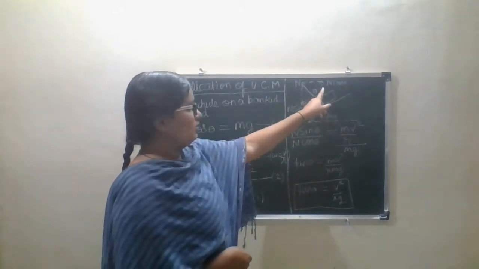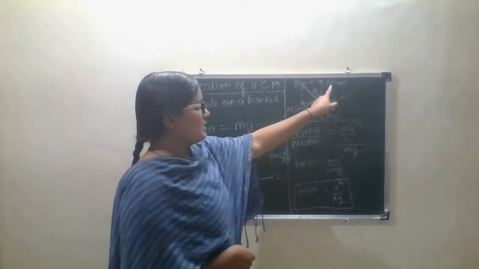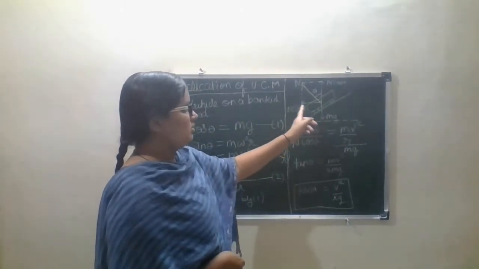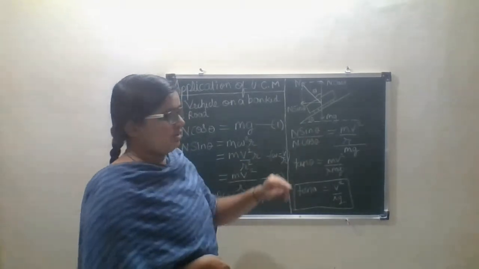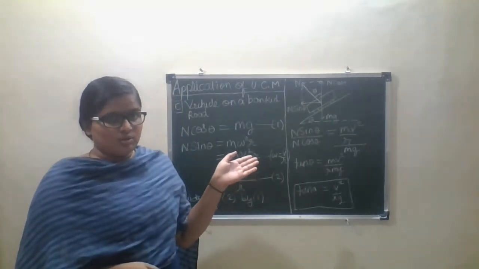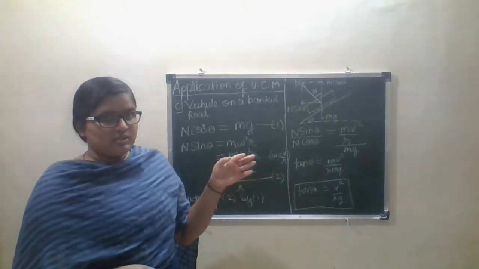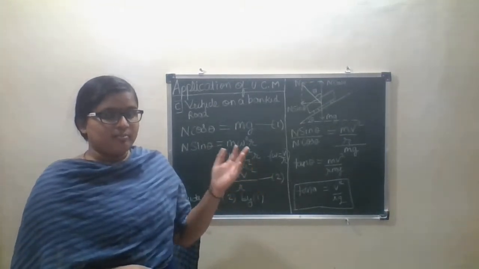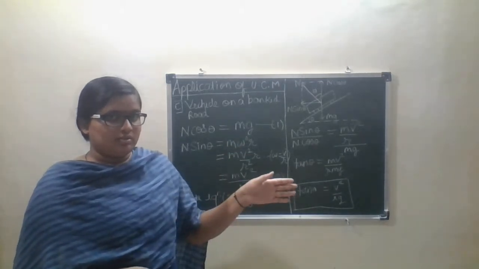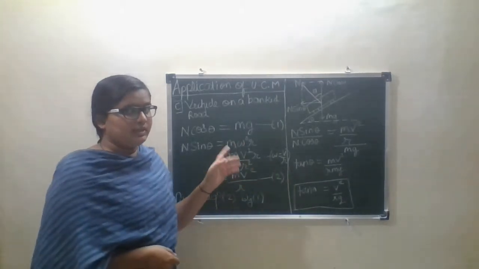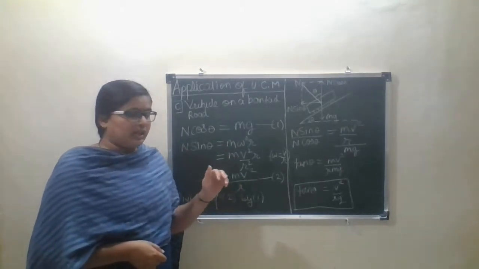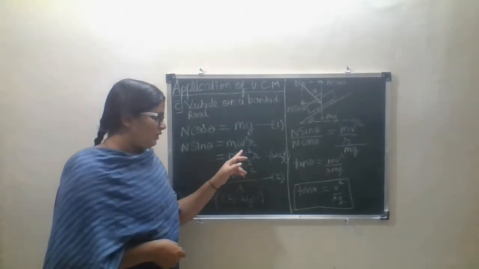So this was N resolved as N cos theta, this component, and this term will be horizontal. This horizontal term is N sin theta. So N sin theta, which is acting on the vehicle and is directed inwards, balances the centrifugal force, which is directed outwards. So we can write N sin theta is equal to m omega square r.